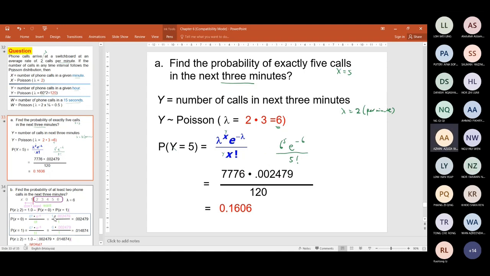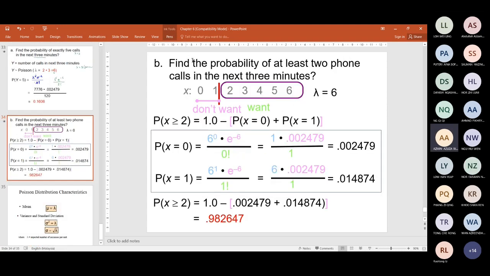Okay. Another example, another question. Find the probability of at least 2 phone calls in the next 3 minutes. Okay, find the probability of at least 2 phone calls. So if you look at the question, we have the word at least here. So normally we write P(X equal to 2), P(X equal to something), like it's exactly. Okay. But now we know the question is at least. So at least we know, for example, at least 2 phone calls. Okay, so 2 phone calls in the next 3 minutes.